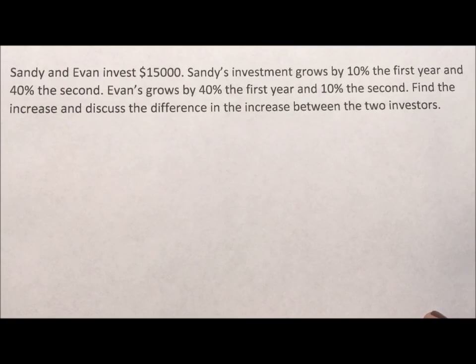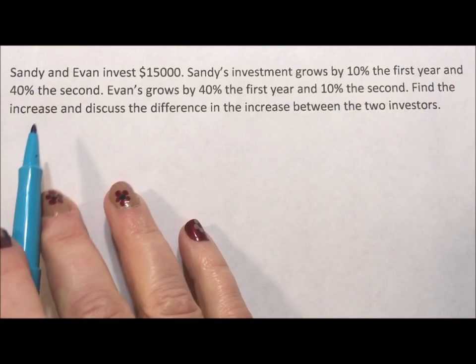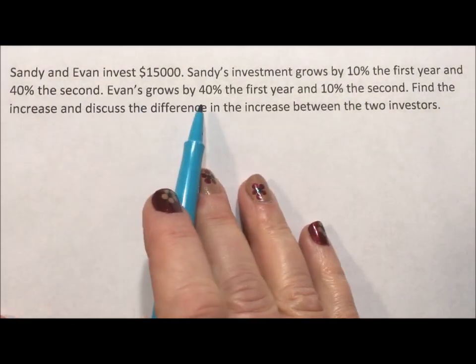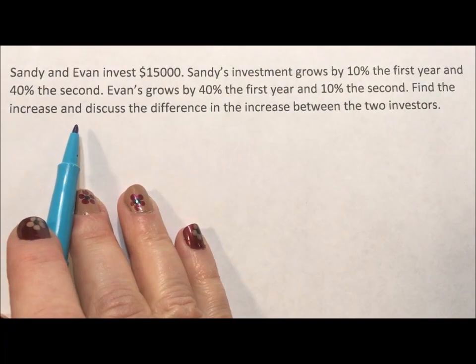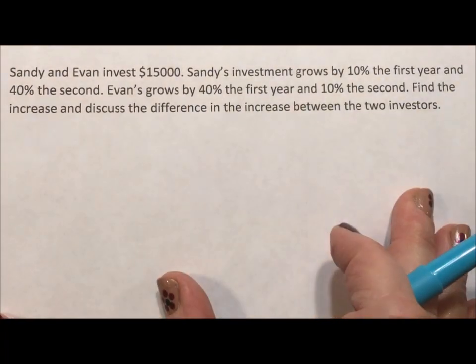Today I'm doing a series of videos on finance equations. All right, this says Sandy and Evan invest $1,500. Sandy's investment grows by 10% the first year and 40% the second. Evan's grows by 40% the first year and 10% the second. Find the increase and discuss the difference in the increase between the two investors.